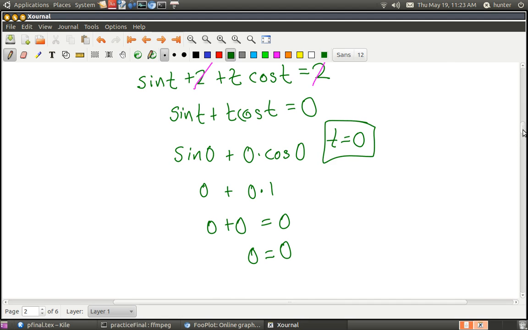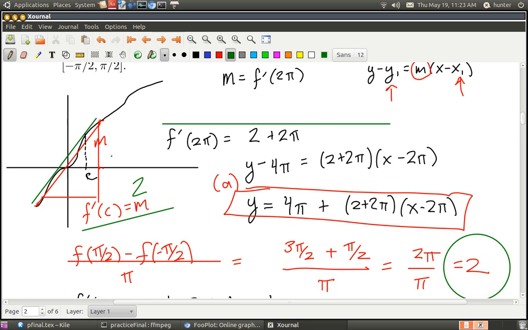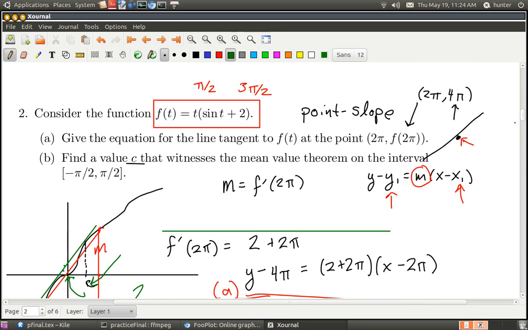And we are done, because now we know that this c here should be over at the origin. So 0 is going to be the place that works. Let me just officially write it here. The value c that witnesses the mean value theorem on this interval is c equals 0.